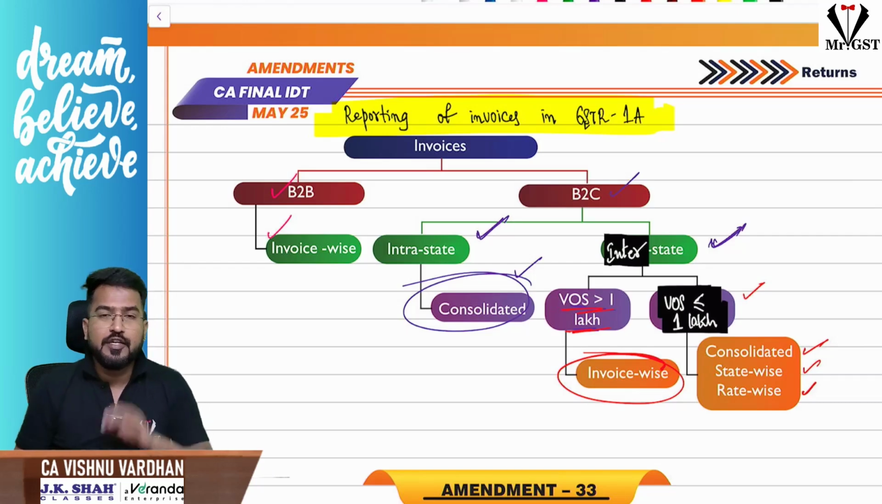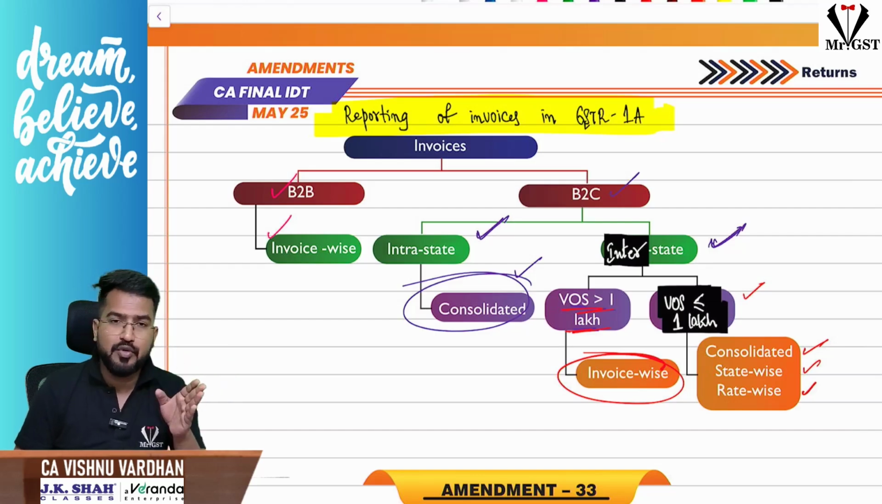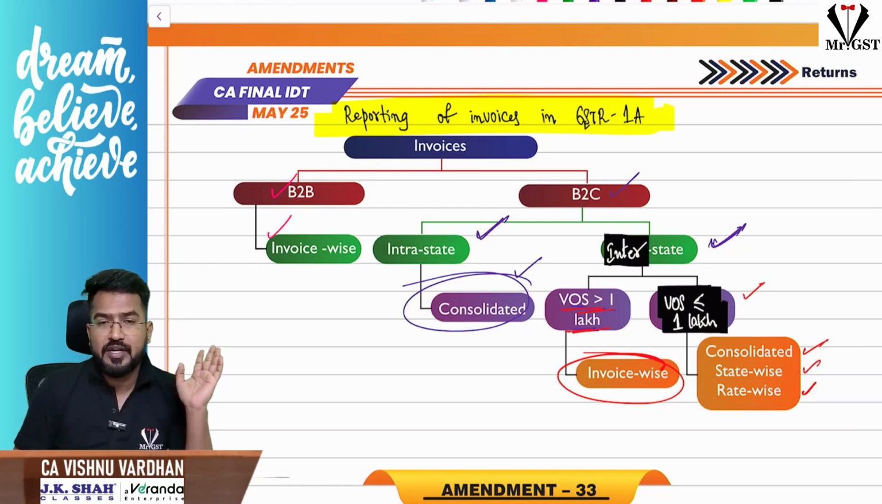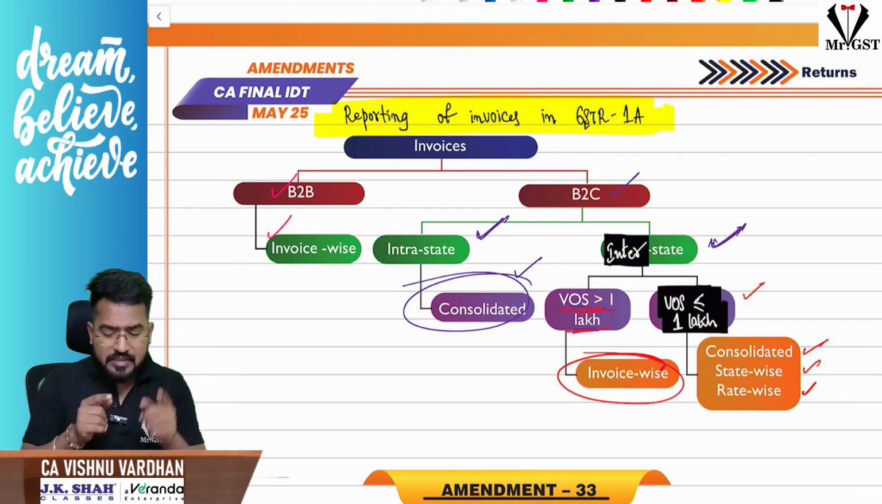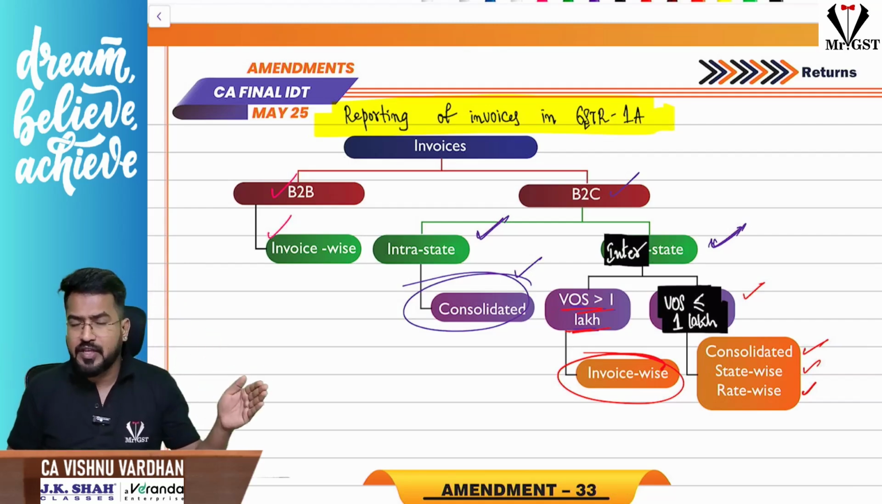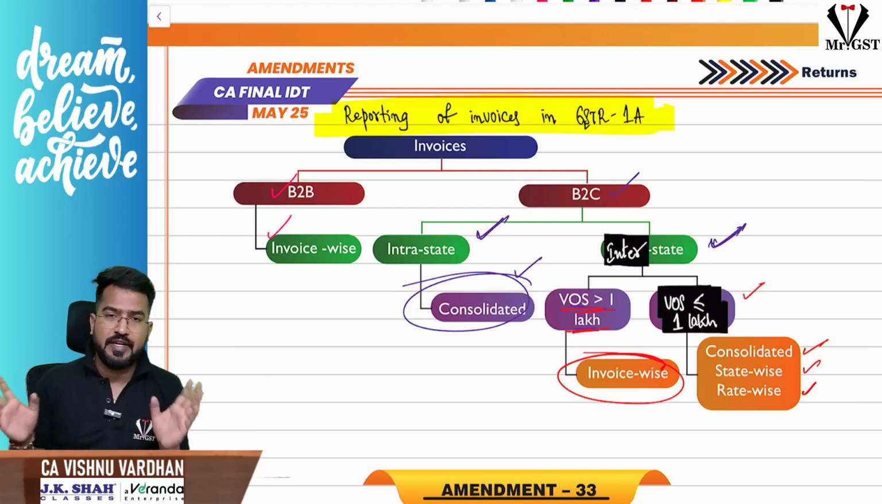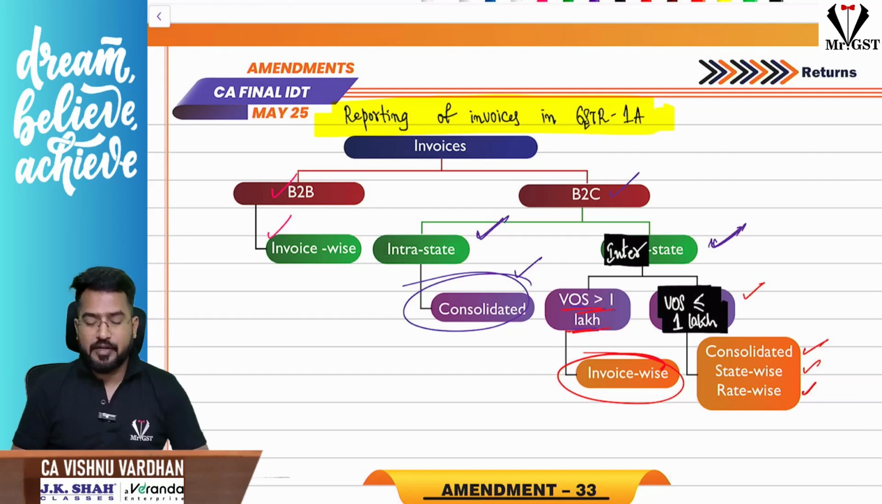So I repeat, there is a small amendment in B2C large invoices. Earlier it was value of supply greater than 2,50,000 that you should report invoice wise. Now it is value of supply greater than 1 lakh, you have to report it invoice wise. Remaining things, GSTR 1 or 1A, whatever it is, this is the reporting pattern. B2B invoice wise, B2C large also invoice wise, B2C others consolidated. When you are giving consolidated figures, state wise, rate wise, you have to give the consolidated figure. That is the point.